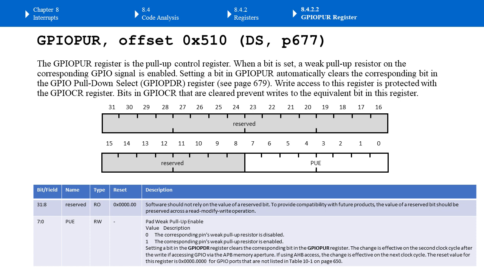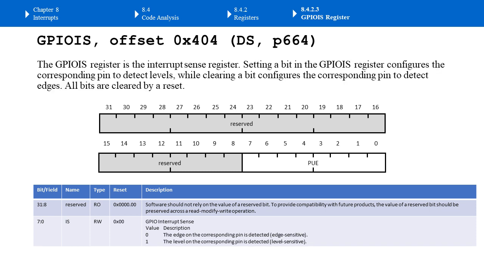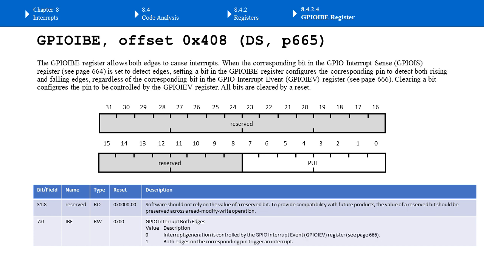The third register in the list is the GPIO IS register. If a bit in this register is enabled, the corresponding pin can detect voltage levels, which means rising edge or falling edge. Therefore, we need to enable it. Next, the GPIO IBE register. Using this register gives us the option to select if we need to use both rising and falling edges. For this lab, we only need a falling edge.